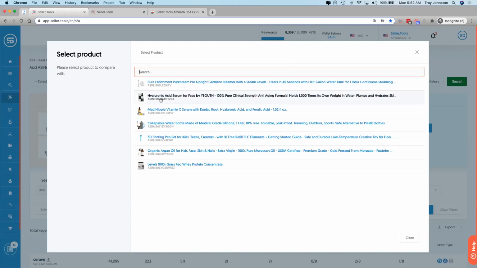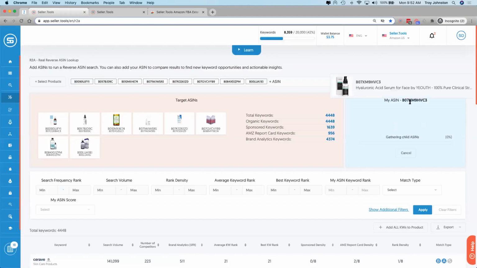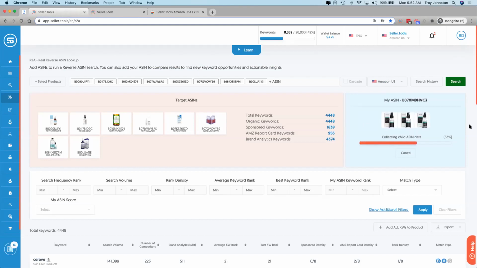So this is my product here, this hyaluronic acid serum. I'm going to select it. It's going to add through my ASIN, the child ASINs, parent ASIN, all of that relevant data is going to be pulled in here, and we're going to have some additional columns to review the results. We want to really see as a snapshot, how are we doing for these highly visible competitors, and how are we doing again at sort of the keyword level, to know what we should be doing next.